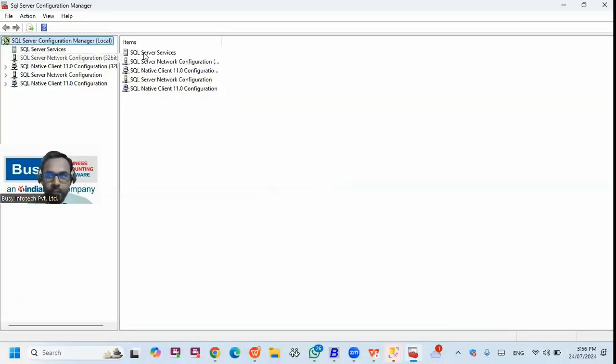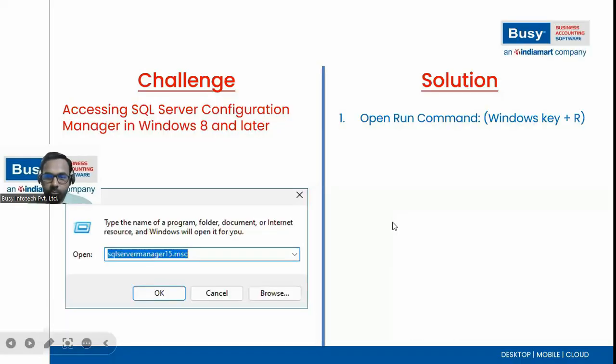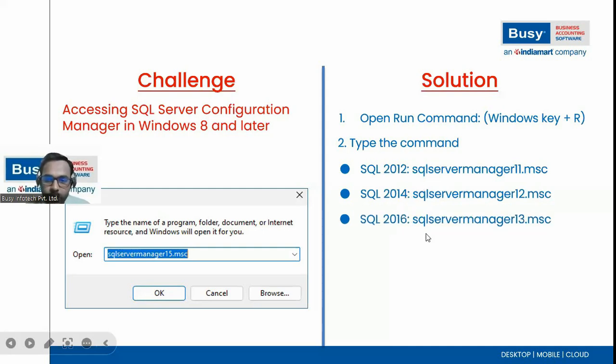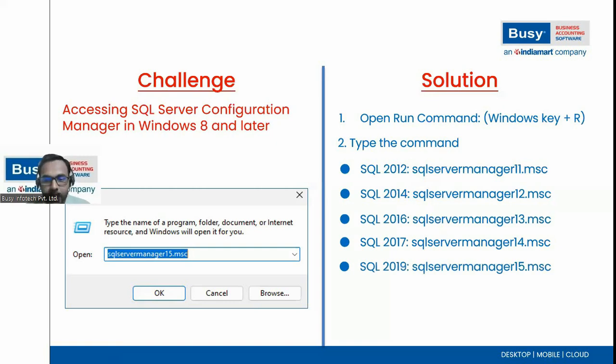The keyword you have to type here is given in the screenshot. Open the run command with Windows plus R key, and search SQL Server Manager 11.msc for SQL 2012. For SQL 2014, you should press SQL Server Manager 12.msc. Similarly, for 2016 you can press 13.msc, for 2017 you can press 14.msc, and for SQL Server 2019 you should press 15.msc.